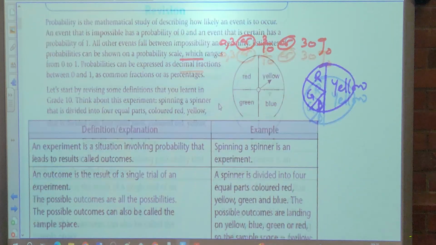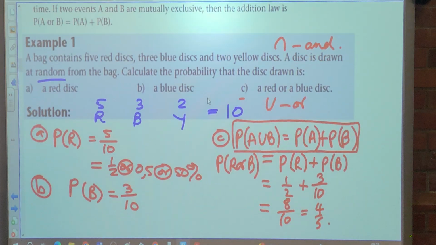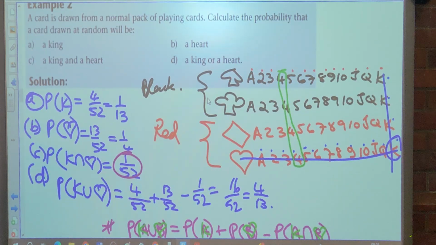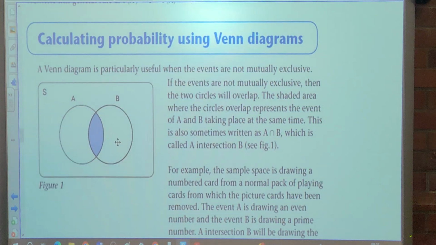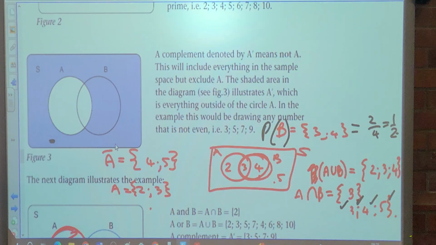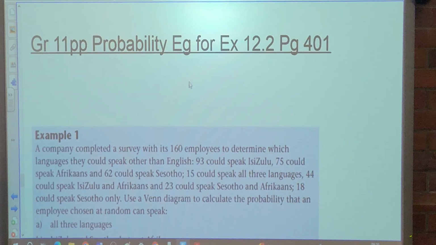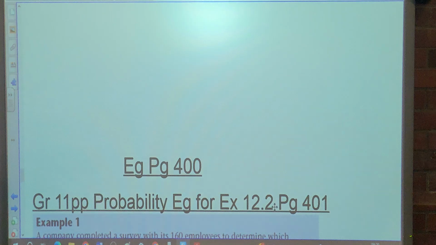So today we're looking at probability. At this point we look at mutually inclusive, mutually exclusive, the addition laws of probability. Then we went into complementary rules. Then we spoke about calculating. Then we spoke about Venn diagrams, correct? Calculating the probability using a Venn diagram. The homework was exercise 12.2, and now we're at the examples for exercise 12.3.